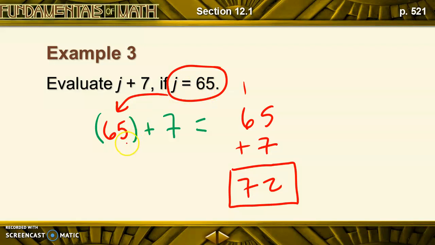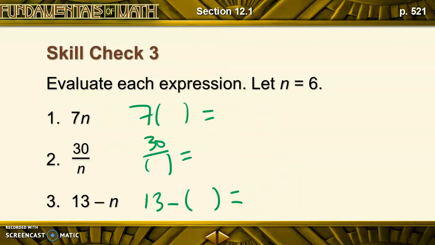Now this is important because remember, a variable can be any number it wants. All right, but in this case we're saying, you know what, variable j, you are 65. Deal with it, and then we solve it. So we deal with it. Skill check. All right, let's go.